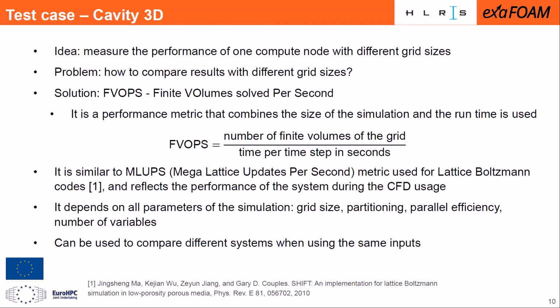So I have derived this VOPS metric, the finite volumes solved per second. That's very trivial: the number of finite volumes of the grid divided by the time per time step in seconds. That's similar to the mega lattice updates per second that the lattice Boltzmann community uses, or throughput, or flops. It depends on all parameters of the simulation: grid size, partition, parallel efficiency, number of variables. But it can also be used to compare different systems using the same inputs.